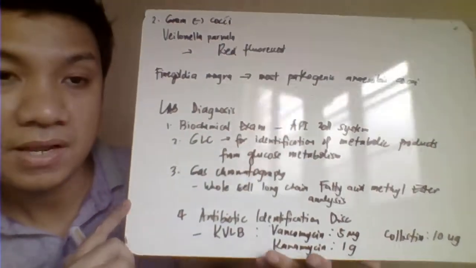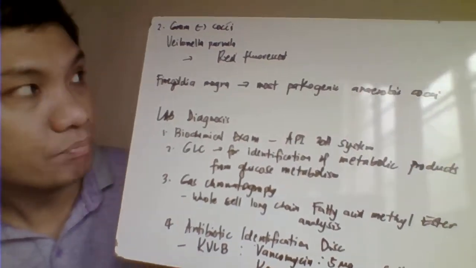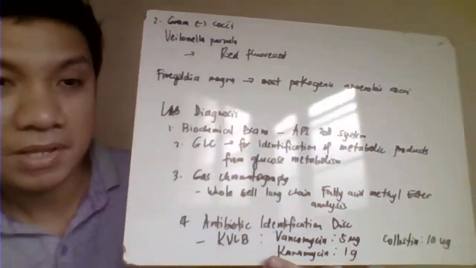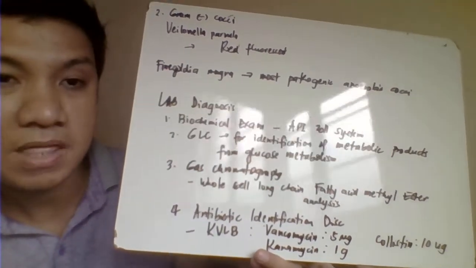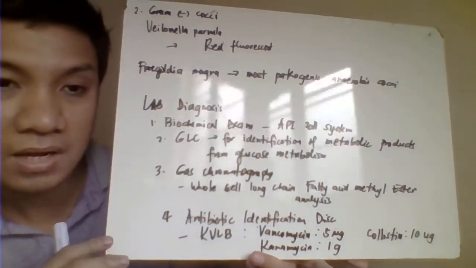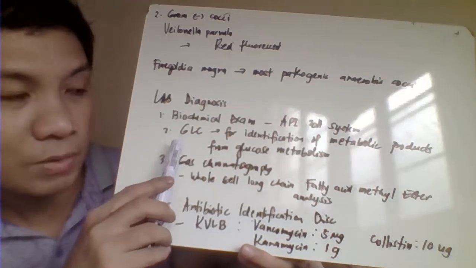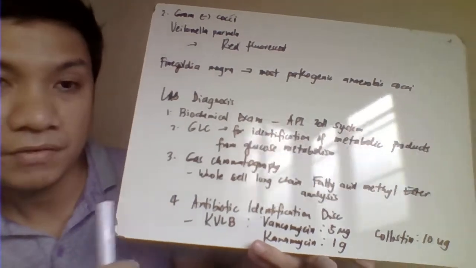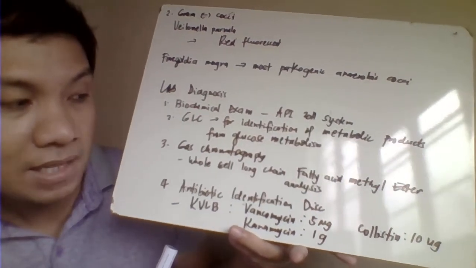Another one, we have the gram-negative cocci anaerobes. We have Veillonella parvula, which also produces red fluorescence. And we have the most pathogenic one, Finegoldia magna. For laboratory diagnosis, you can perform biochemical reactions with the API 20A system. Also perform gas liquid chromatography for identification of the metabolic products of glucose fermentation, and gas chromatography using whole cell long chain fatty acid methyl ester analysis.